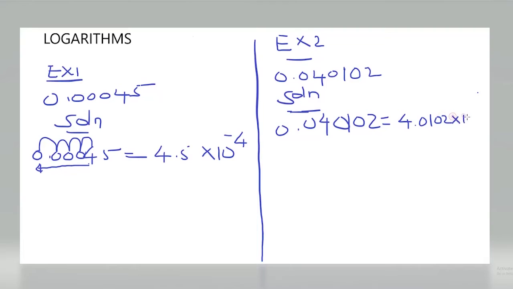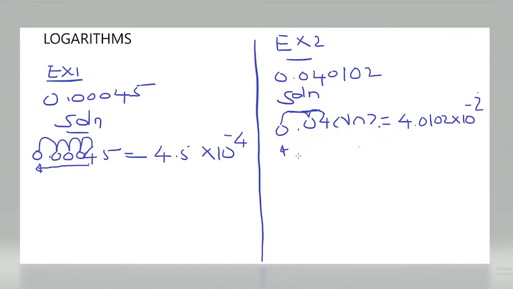Then times 10 to the power. Now you can see 4 has moved some steps to attain this position of 0. Now it has moved step number 1, step number 2. So it has moved 2 steps, but in the opposite direction. This is how we write standard notation for decimal numbers.